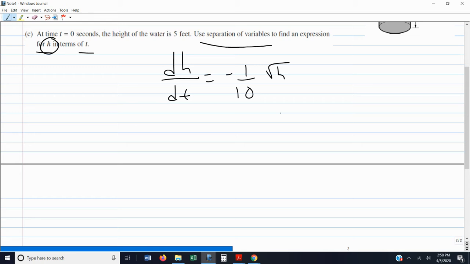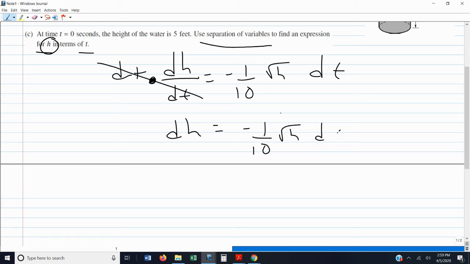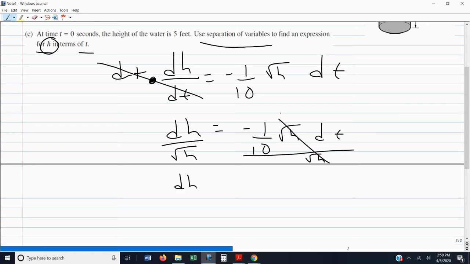Anytime you want to pause and try these steps on your own, you can. If you want to pause now and try to separate the variables, you could go ahead. If you multiply both sides by dt, you would actually just be one step away from separating the variables. If you'd like to pause and think about what that one step is, go ahead. It is dividing by the square root of h. If you divide by the square root of h, your variables are separated. And you have the square root of h with the dh, and then the constant -1/10 with the dt. So that's actually your first point if you were able to do that.